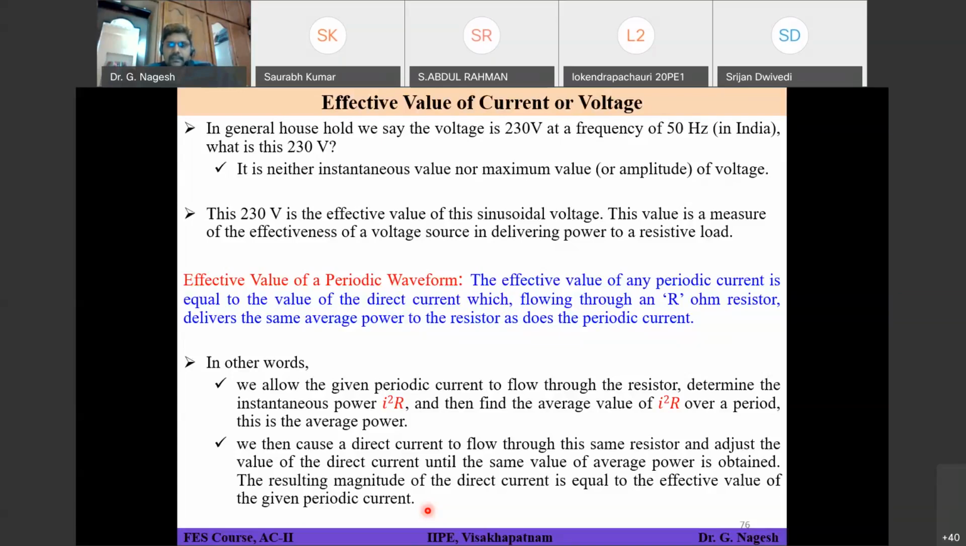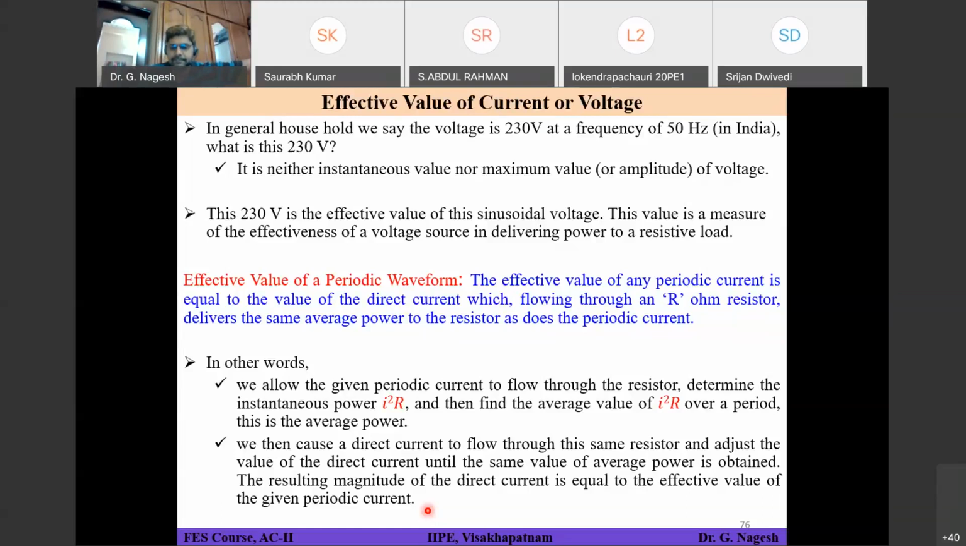Next, take the same resistor and send DC current through it, and adjust the value of DC current such that the average power which you have already noted is the same average power shown with DC current also. That means nothing but VDC into IDC, or IDC whole square into R. That's all. So when the two powers are equal, at that instant, your DC current is nothing but the RMS value of the periodic current.